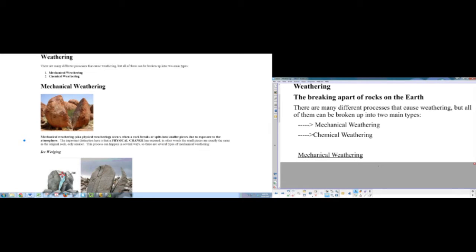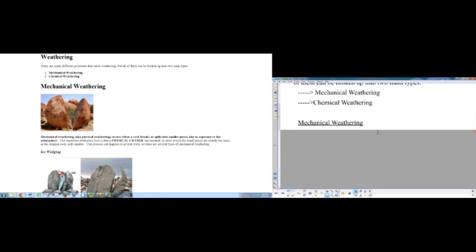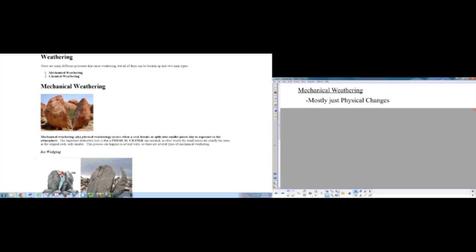Now, mechanical weathering, also known as physical weathering, occurs when a rock breaks apart or splits into smaller pieces due to exposure to the atmosphere. The important distinction here is that a physical change has occurred. In other words, the small pieces are exactly the same as the original rock, only smaller. This process can happen in several ways, so there are several types of mechanical weathering. Mechanical weathering is mostly physical changes. Now the first type of mechanical weathering is ice wedging.